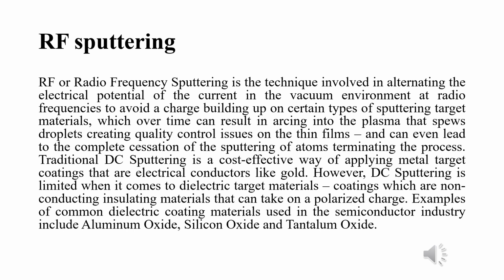Traditional DC sputtering is a cost-effective way of applying metal target coatings that are electric conductors like gold. However, DC sputtering is limited when it comes to dielectric target materials coating, which are non-conducting insulating materials that can take on a polarized charge. Examples of some common dielectric coating materials used in the semiconductor industry include aluminum oxide, silicon oxide, and tantalum oxide.